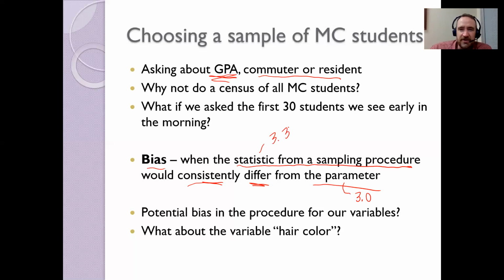Now they wouldn't give us that every time. A sample might vary, but if over and over again we did this process and the statistics tended to be a little bit higher than the real average GPA, that would be called bias.